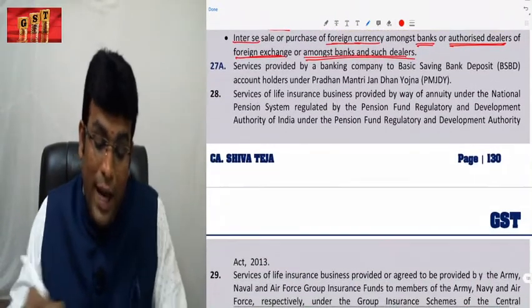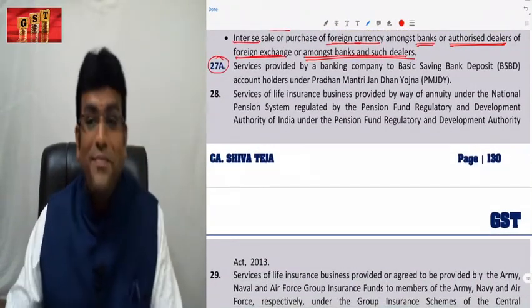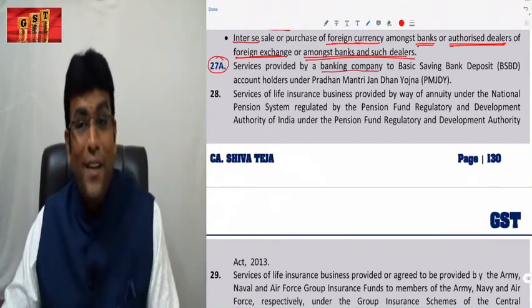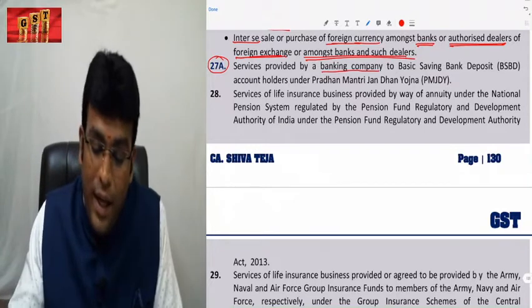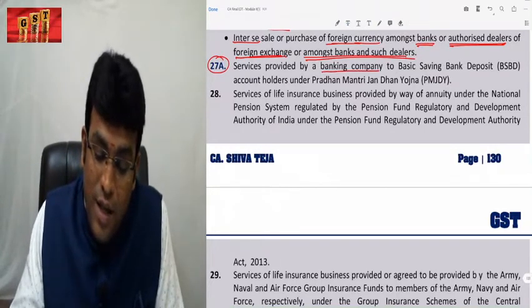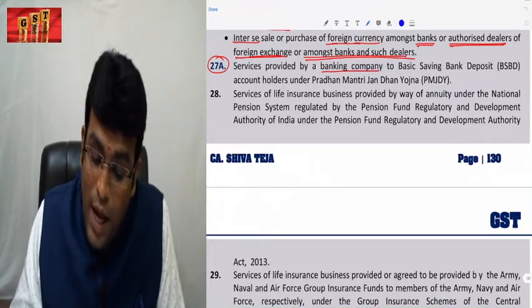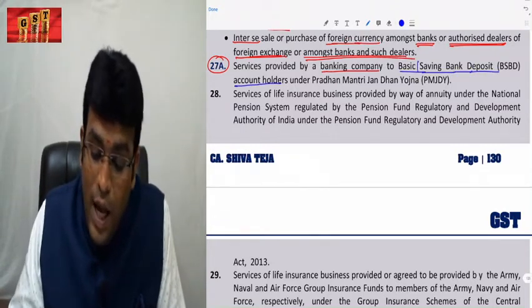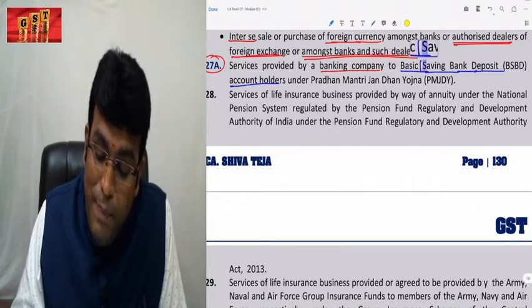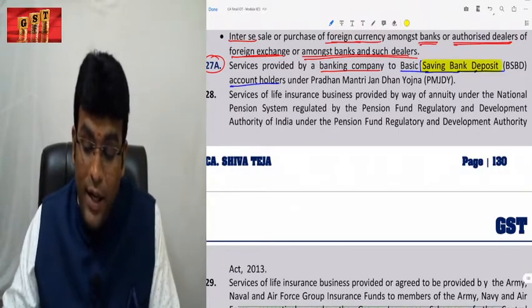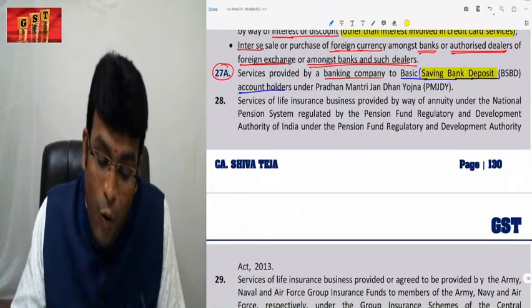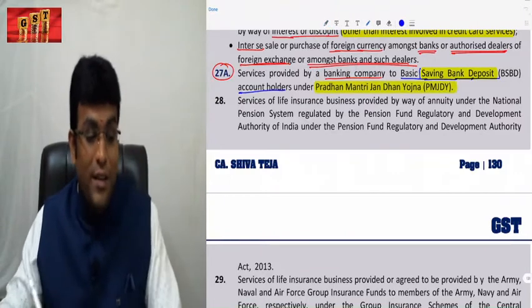Come on, look at 27A, my dear friends. Service provided by a banking company. Service provided by what, sir? Banking company. To whom, my dear friends? That's important. Banking company to basic savings bank deposit account holders. Sir, it's only basic savings bank deposit account, not current account. Only basic savings bank deposit account. That too under what, my dear friends? That is important. That too under Pradhan Mantri Jan Dhan Yojana.